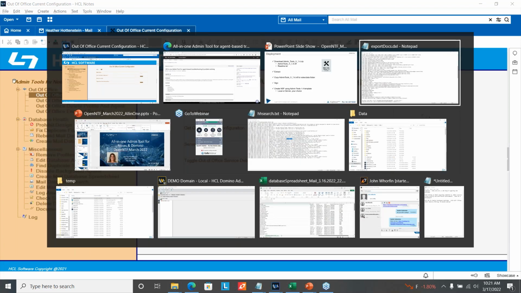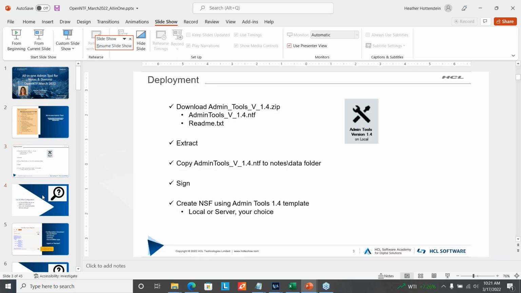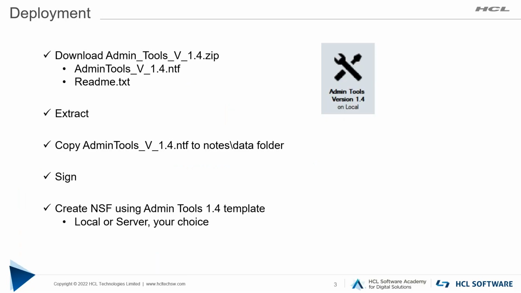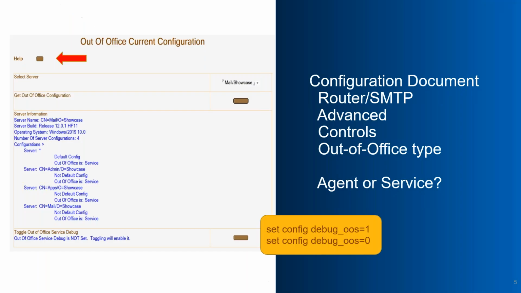So going back over to my presentation, let me just go back into sharing mode. Current slide. There we go. So that's exactly what this tool does. It allows you to see whether or not out of office is set up as an agent or a service, and it also assists you with doing some debug when out of office is set up as a service.